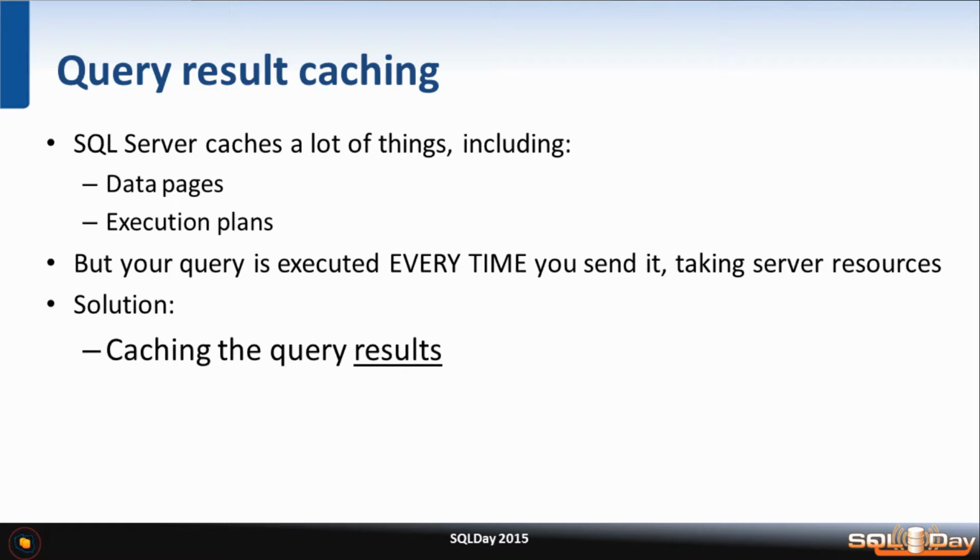So how does it work? Query result caching is based on the fact that SQL Server caches many things, right? That's why it needs so much memory. It caches data pages and execution plans for your queries and things like that. But your query is executed every time you send it, right? If you have the same query coming on 2 connections at exactly the same time, that query will be executed twice. I mean, that execution plan will run twice for each connection separately.